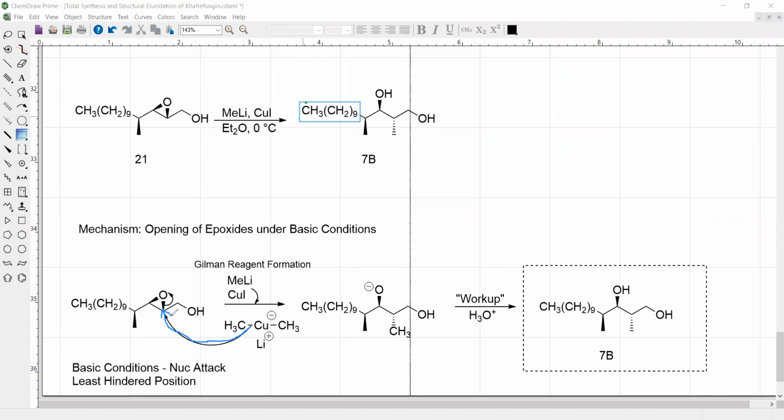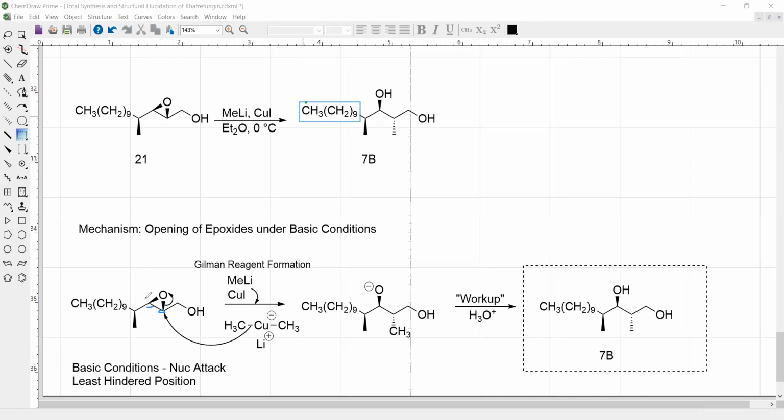And this is very common under basic conditions. Under basic conditions, epoxides are opened by addition of your nucleophile to the least hindered side of the epoxide, or least substituted side of the epoxide. Under acidic conditions, we add to the more substituted or more hindered side of the epoxide. Obviously, this is a fairly strong base, so we're going to add to the least substituted or least hindered side of our epoxide, which is at this carbon.